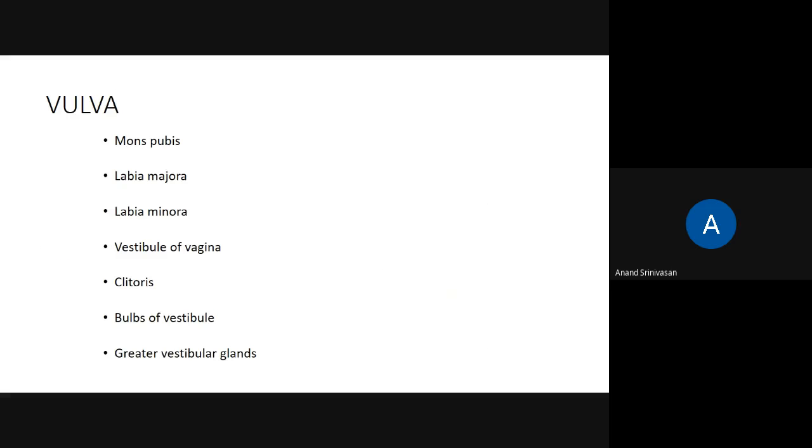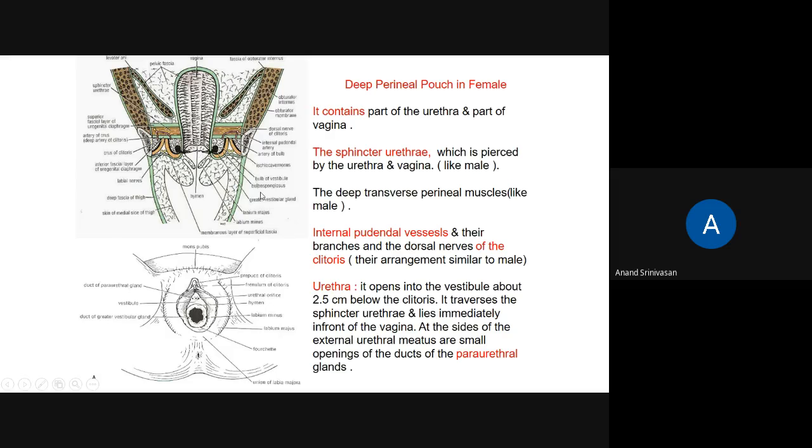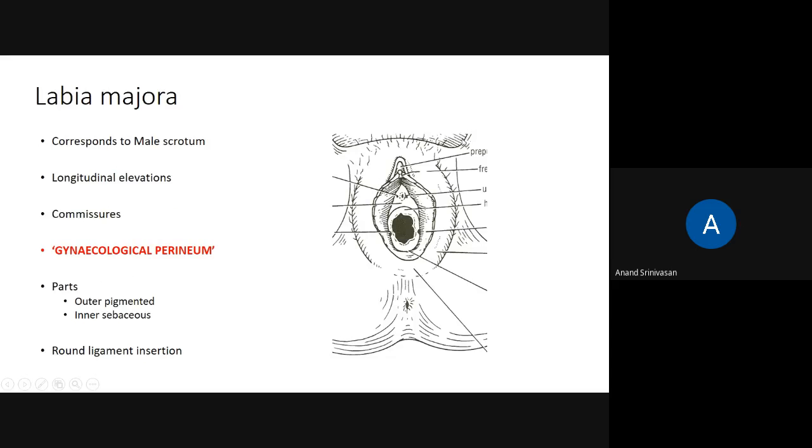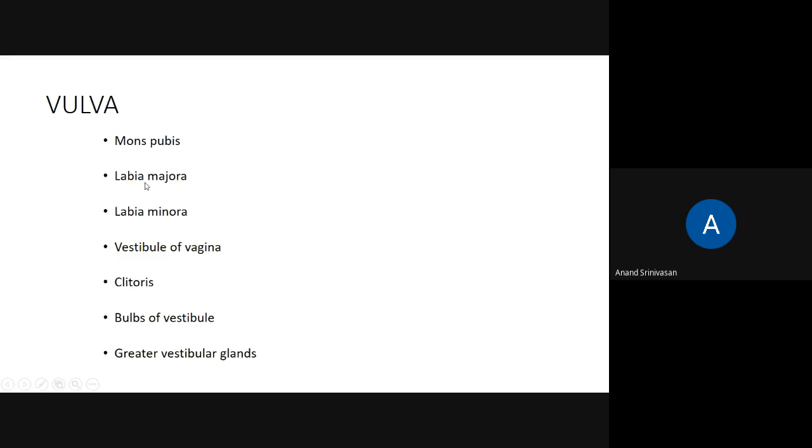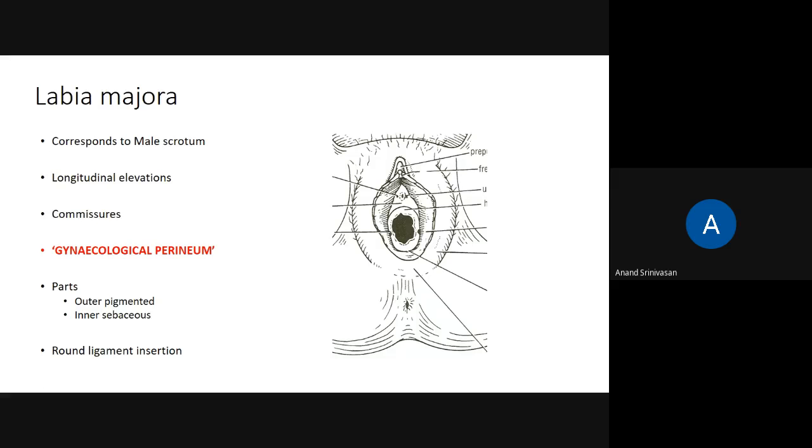These are the structures you need to remember in the vulva. The mons pubis is the part present anterior to the pubic symphysis. Then the labia majora, labia minora, the vestibule, clitoris, the bulbs of the vestibule, and the greater vestibular glands. You need to remember all these structures because they are important clinically also.